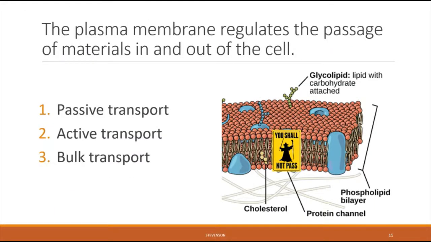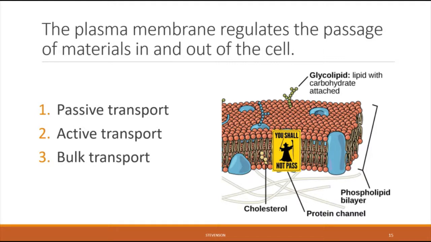So as I said, the membrane plays an especially important role for the cell because not only does it separate the cell from its environment, it also regulates the passage of materials in and out of the cell. It determines what can enter the cell and what can exit the cell and the mechanism by which those entries and exits can take place. There are three different mechanisms by which things can enter and exit the cell environment, and we're going to talk about each of these three.